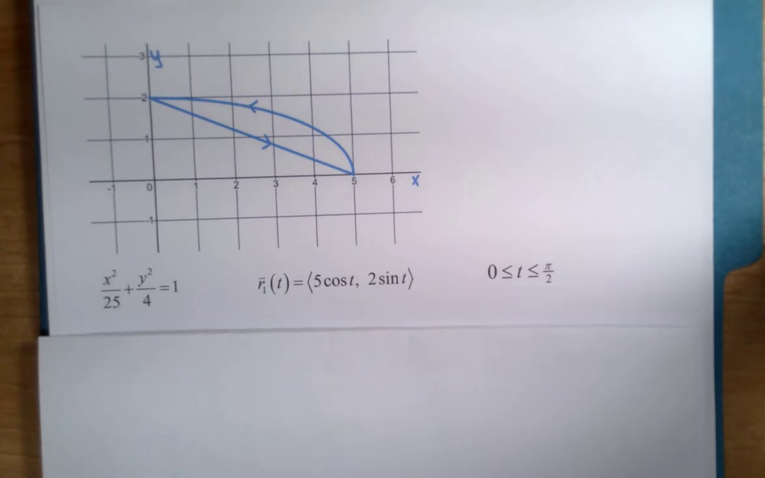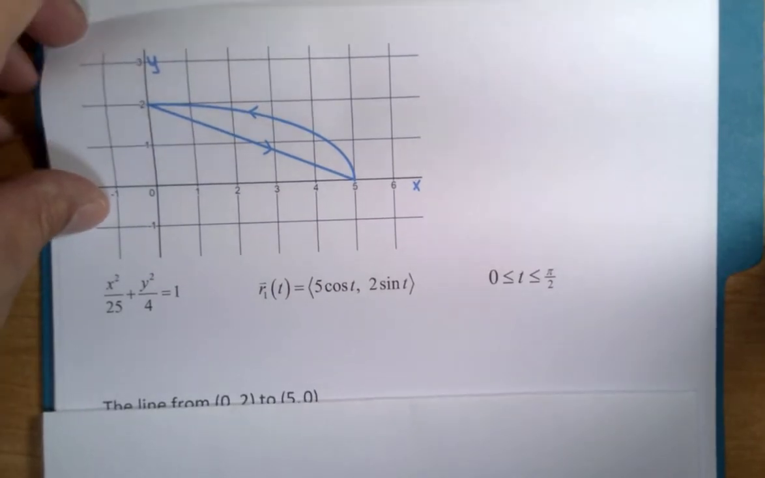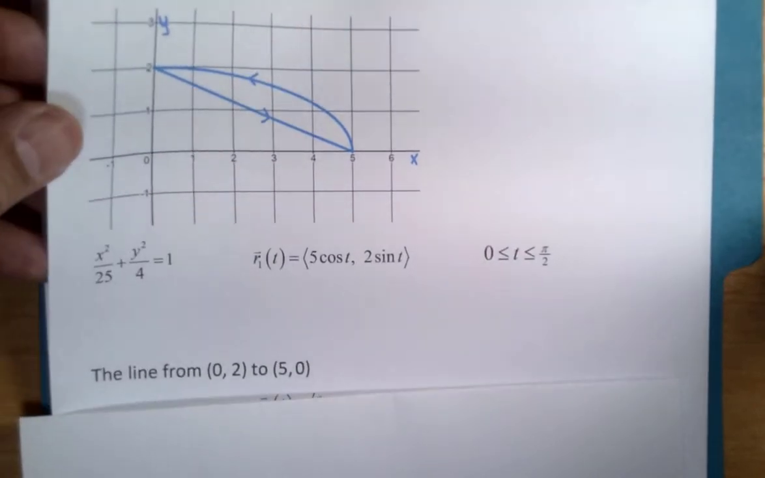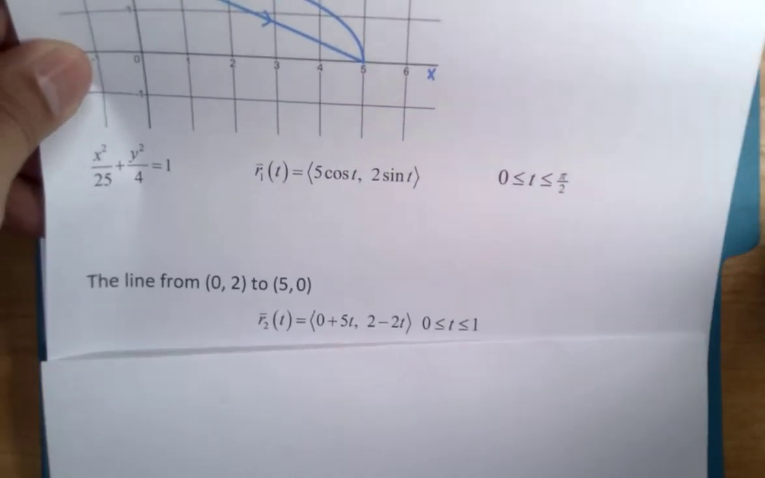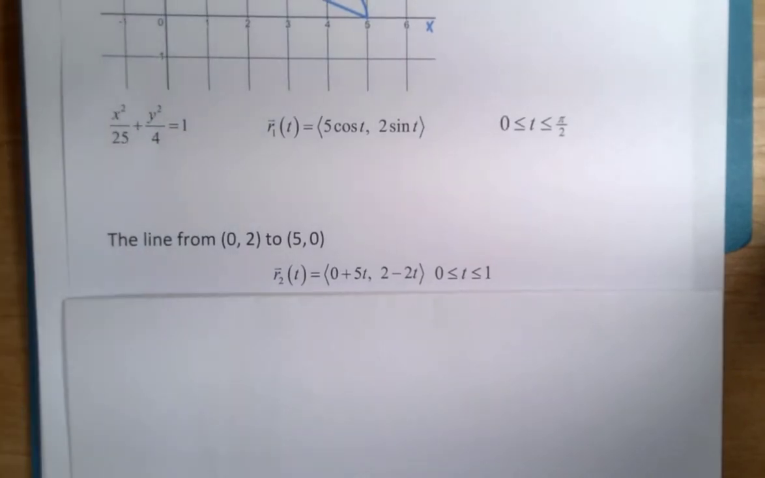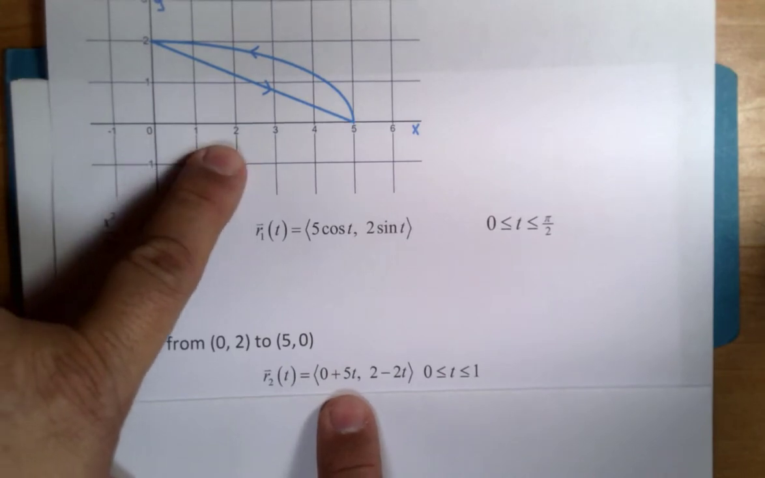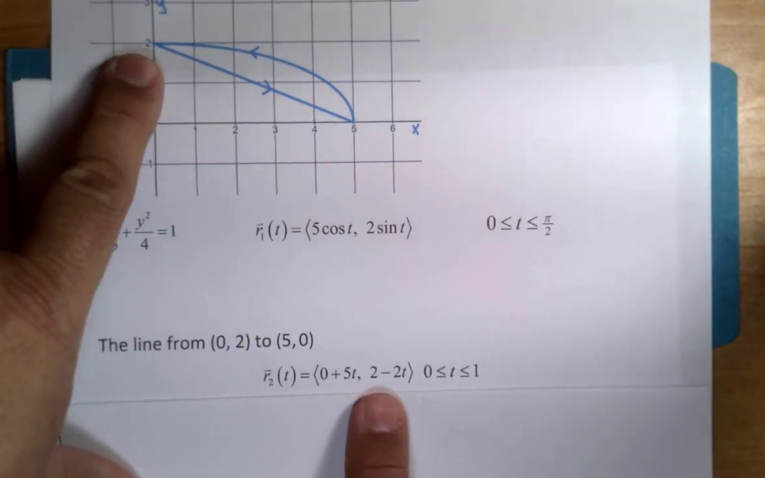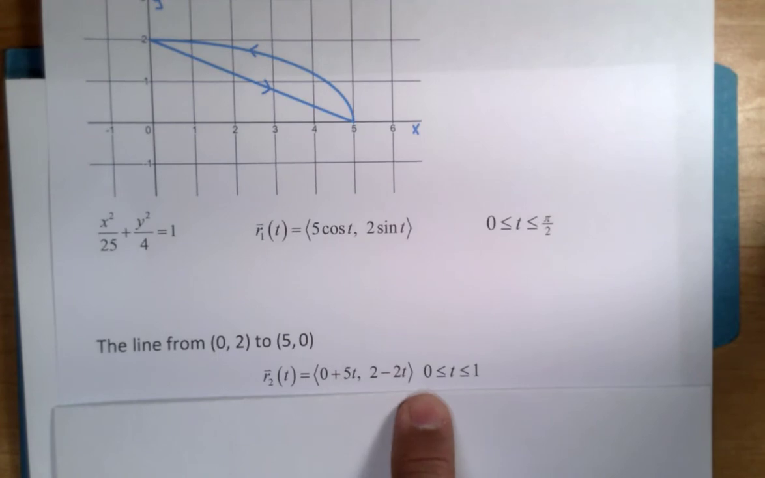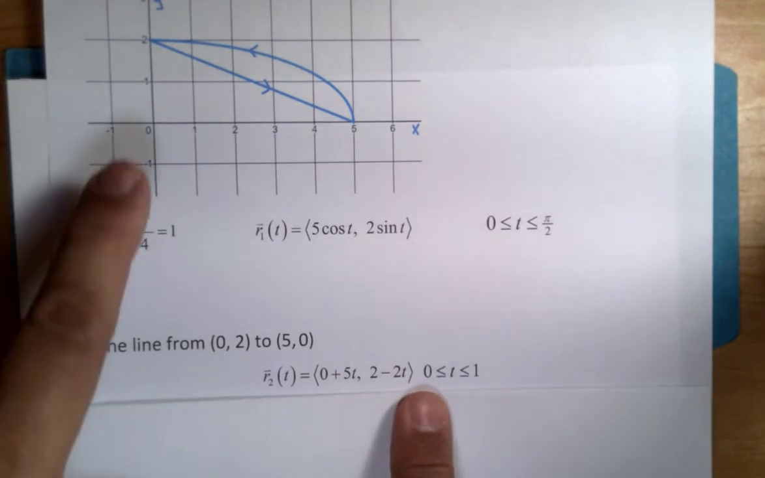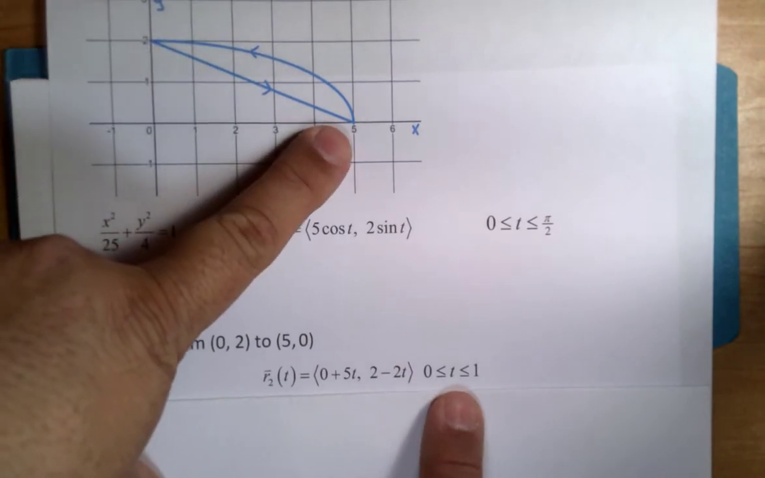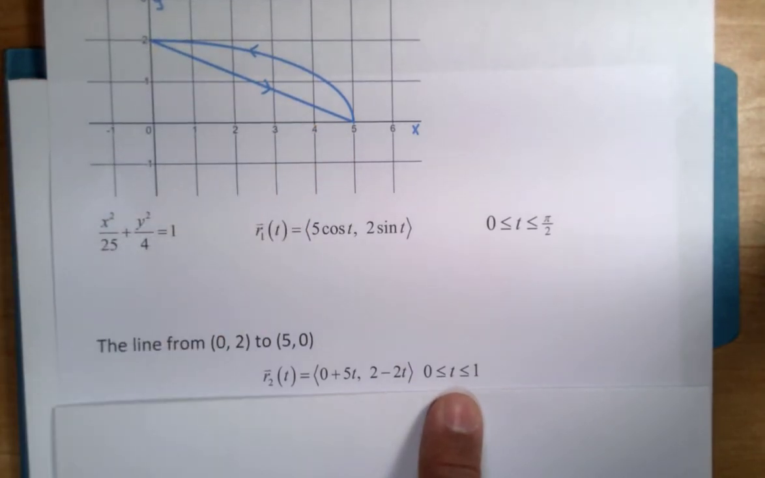Now, the line from 0, 2 to 5, 0, that would be starting at x is 0 and going right 5 places, and starting at y is 2 and going down 2 places. And if we write it this way, that would all happen as t is evaluated from 0 to t equals 1.